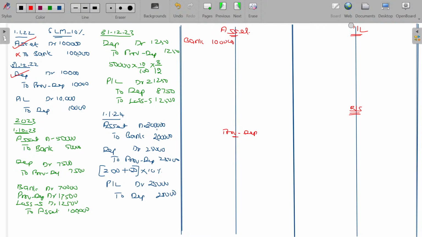Of course, you can open the depreciation account also, but actually it's not required. Anyhow, I'll just open that depreciation account. And P&L account extract, balance sheet. In depreciation, to provision for depreciation, 10,000.